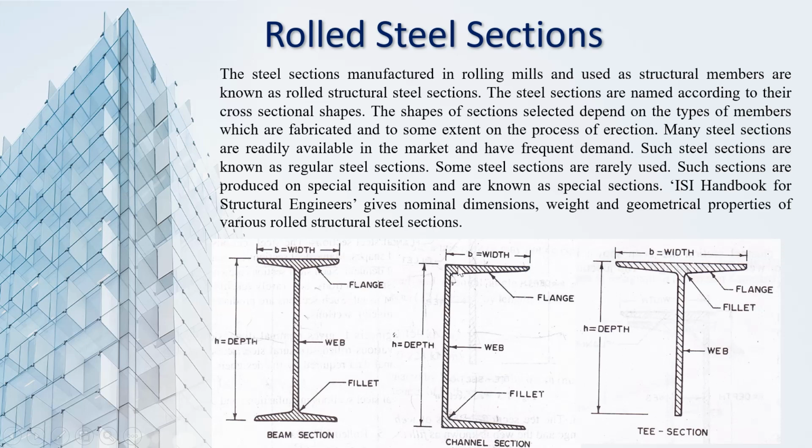Here we have the depth, this is the width. This part is known as the web and these two are the flanges of our channel section. Similarly, for the I section also the same: this is the web and these two are the flanges, and this is the total depth and this is the width of this I section.